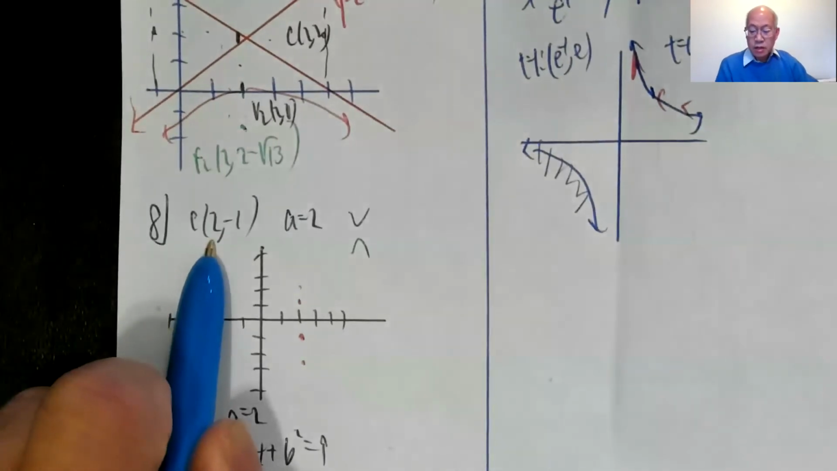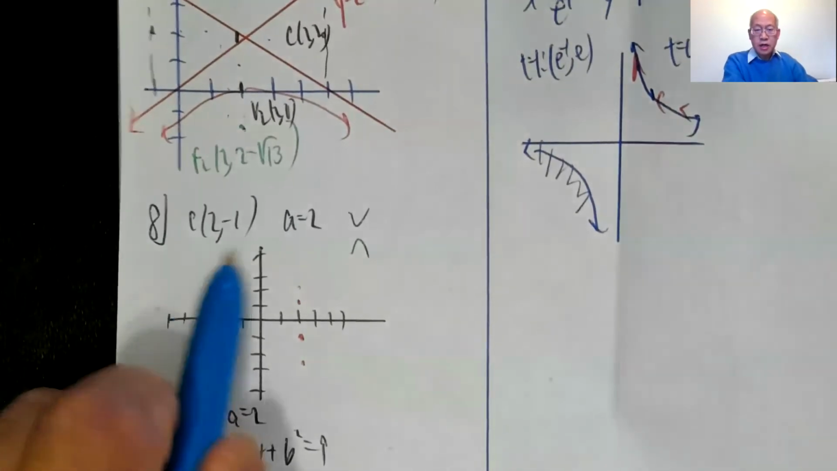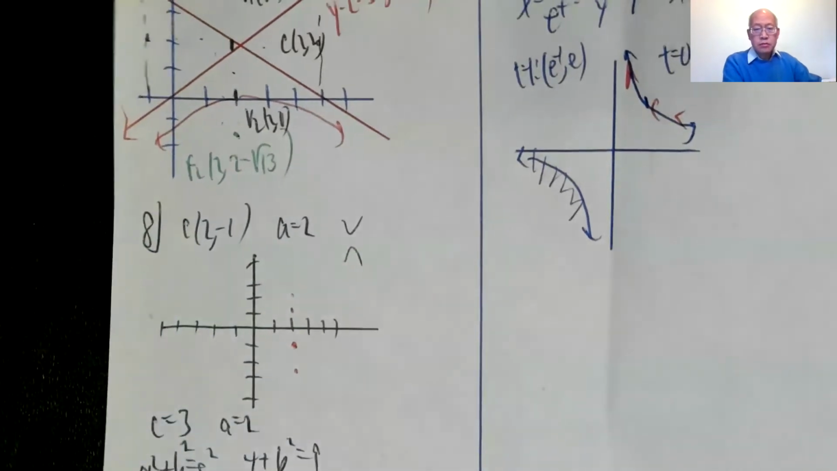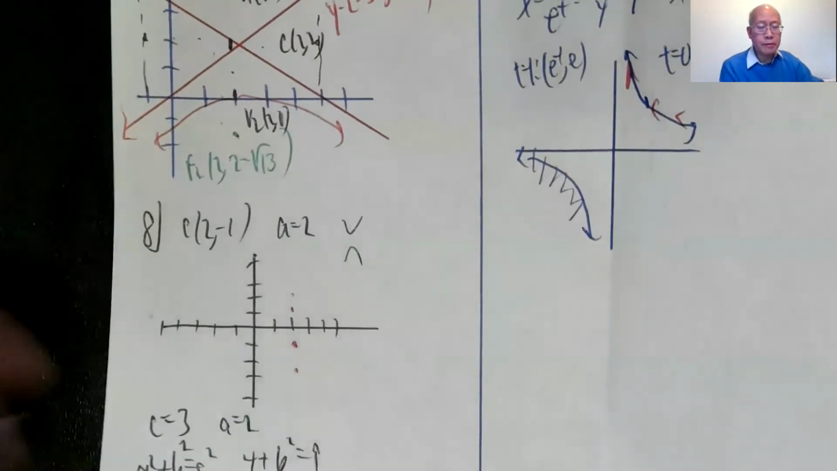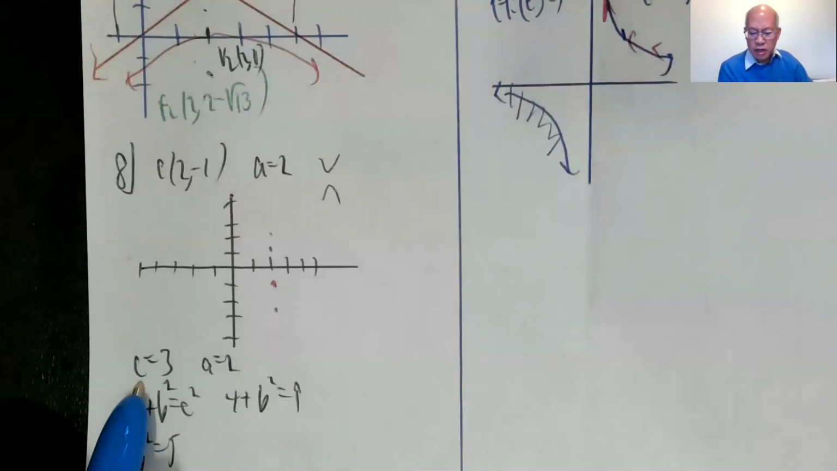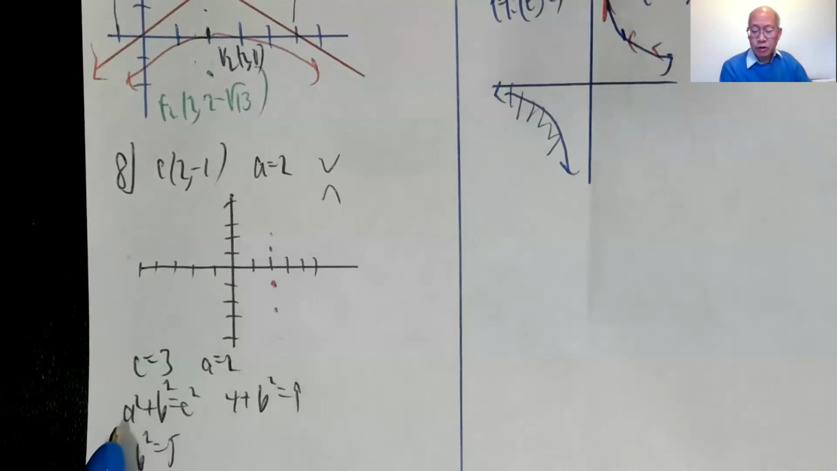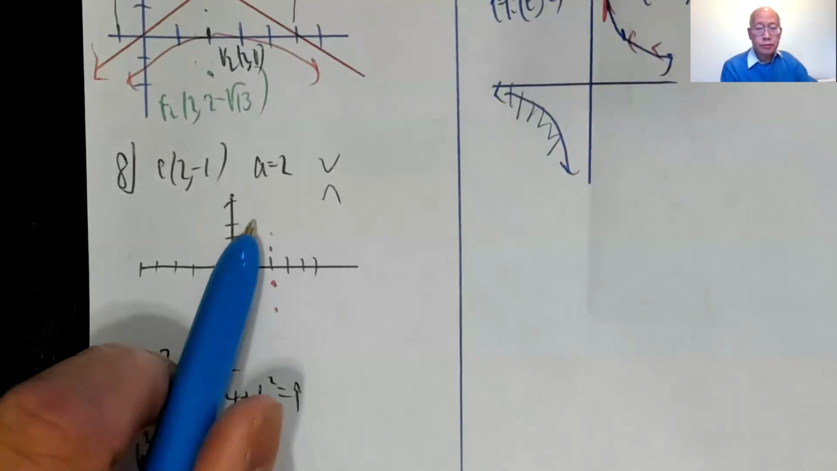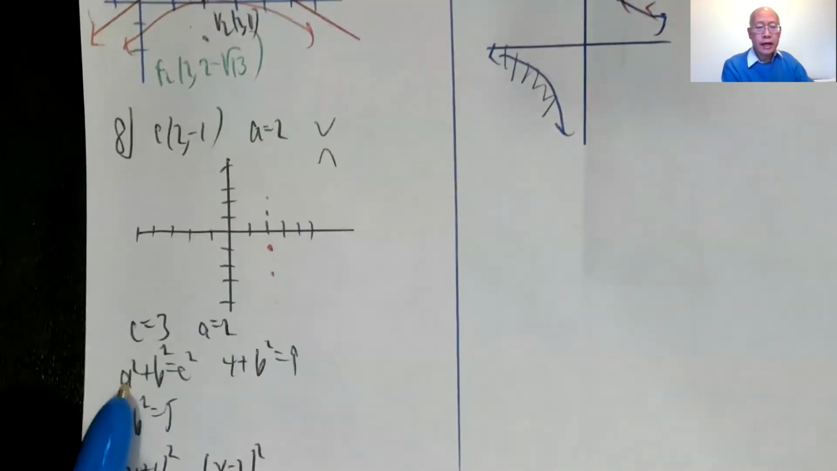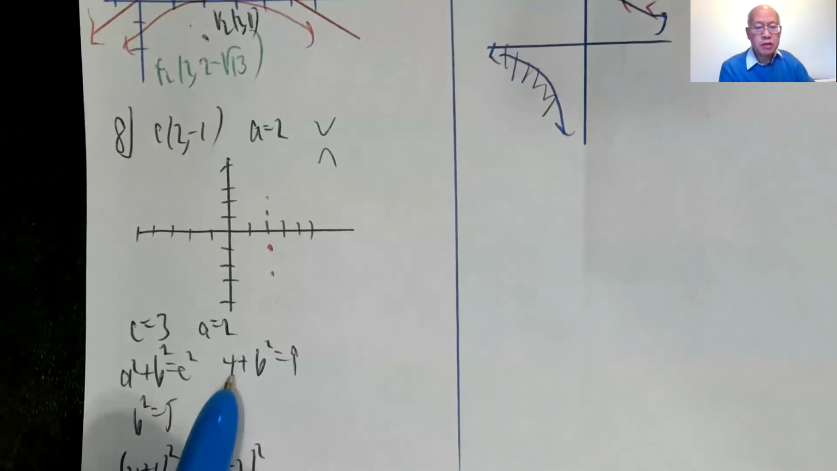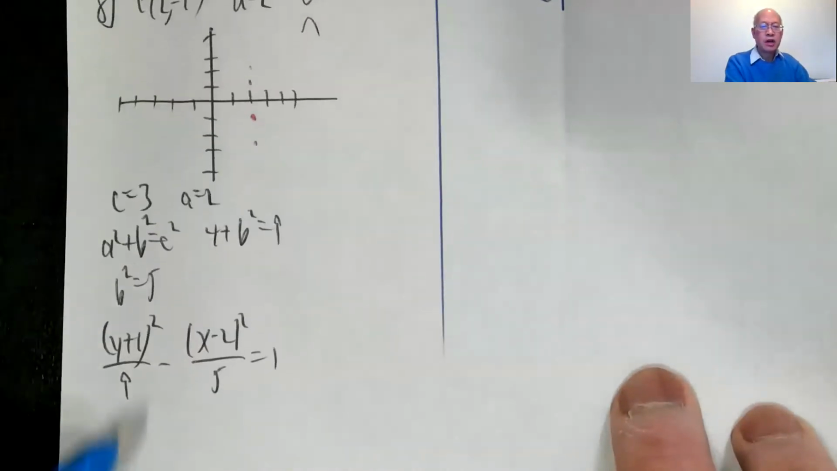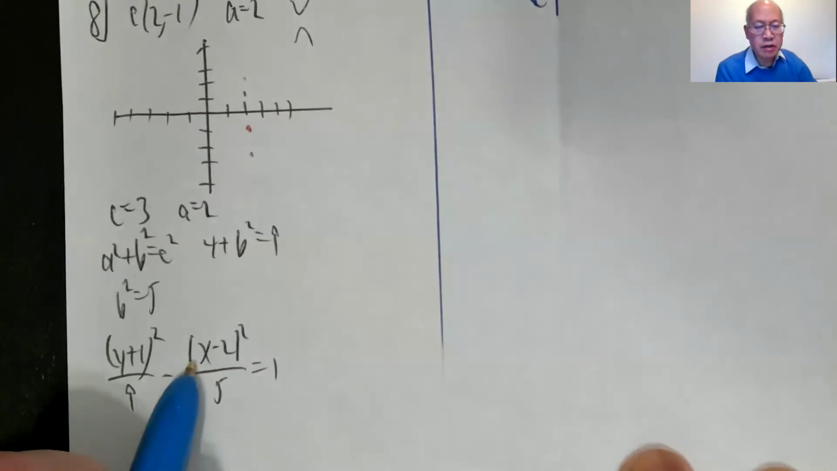Number 8, center is (2, negative 1). That's halfway between the two vertices. And a is 2. And I know it's going up and down. So c is 3. Because they give me one focus at (2, 2). So from (2, 2) to the center is 3 units. a is 2. a squared plus b squared equals c squared. 4 plus b squared equals 9. That means b squared is 5. So (y plus 1) squared over 9 minus (x minus 2) squared over 5 equals 1.